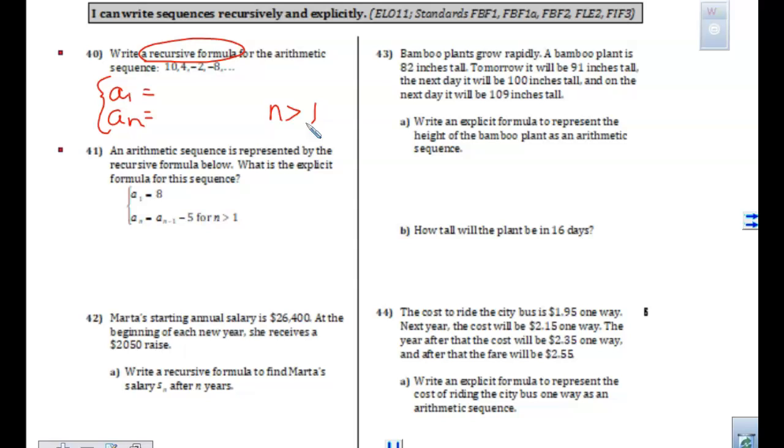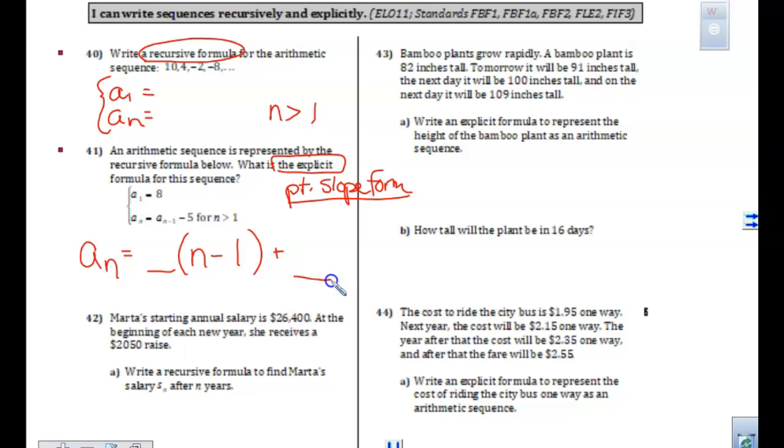When it's explicit, explicit is trying to tell you to look at point slope form. Point slope form is explicit. It just sets up so beautifully for that, except we don't use y. We use a sub n. And then we still have our slope, and instead of x, we go with n minus 1 and plus.